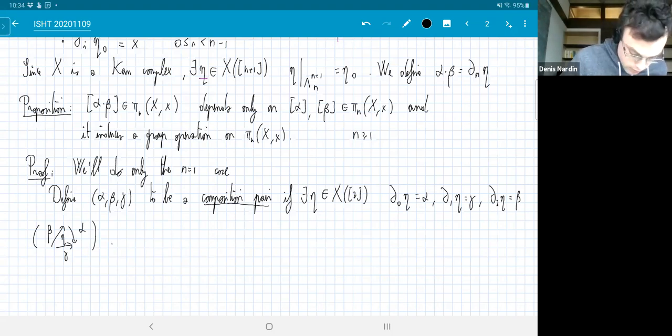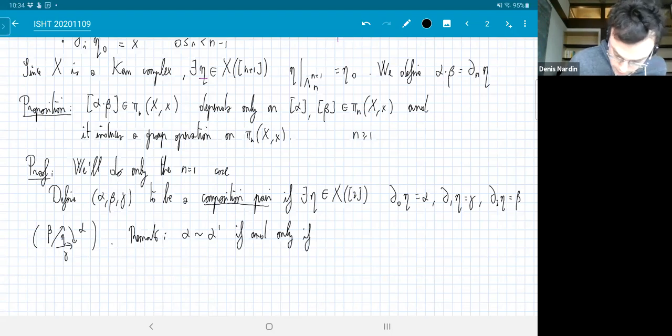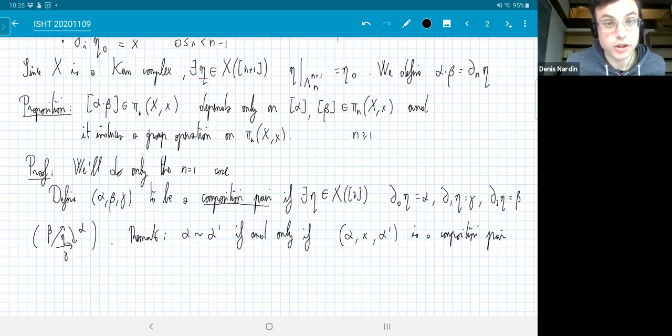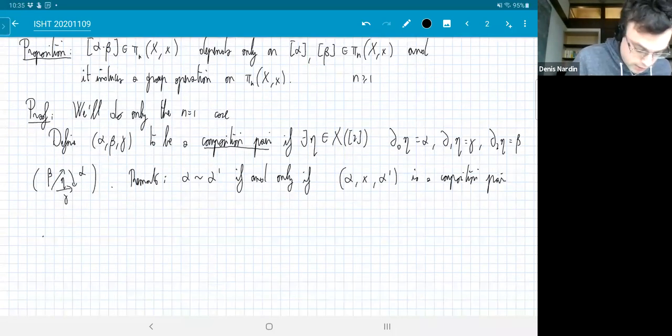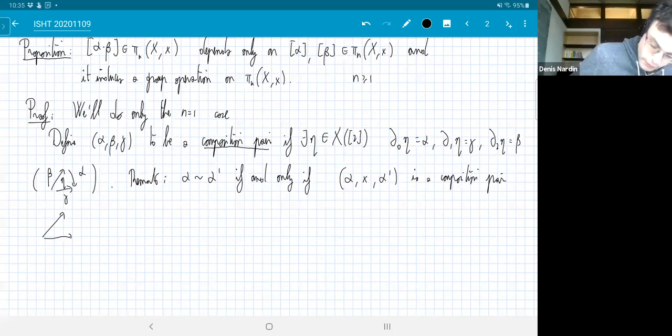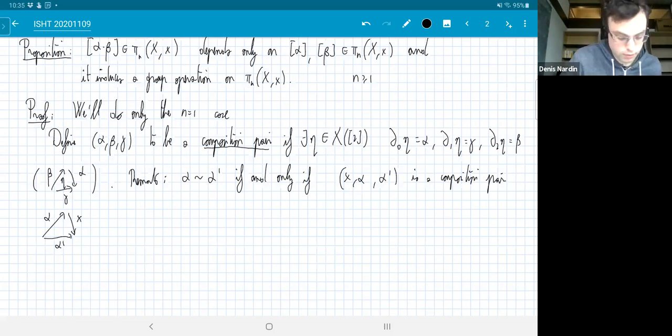So the first remark: α is homotopic to α′ if and only if (x, α, α′) is a composition pair. This is just the definition of homotopy that we wrote before, that there is a two-simplex, where this is the constant map at x. This is α. This is α′. This is what we define to be a homotopy.